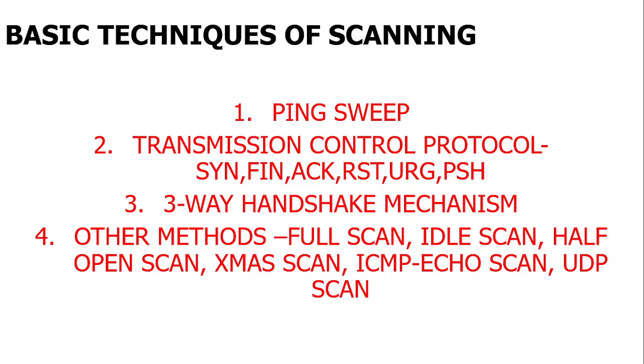Now, next is the three-way handshake mechanism. It is used for successful transmission of information or successful connection establishment. Right? So that is your three-way handshake mechanism. You are sure that there is a perfect connection between the source and the destination. Next, there are various other methods in scanning. The first one is full scan. A full TCP connection is established between the attacker and the target. If the port is open, then only will the connection be established. If the port is closed, the target becomes unreachable. So you should know the port.